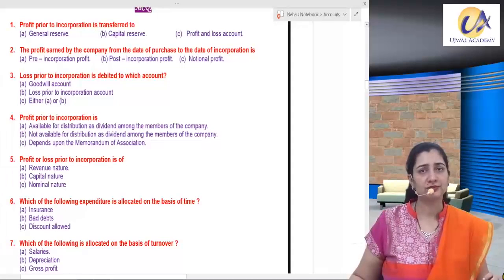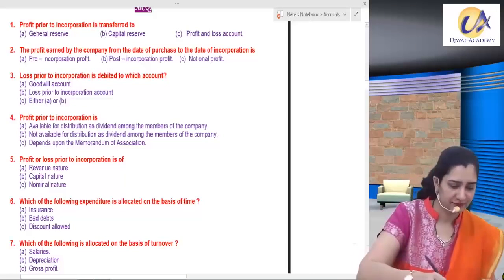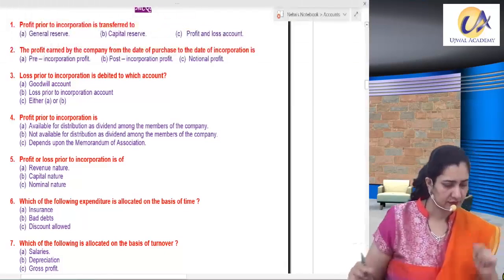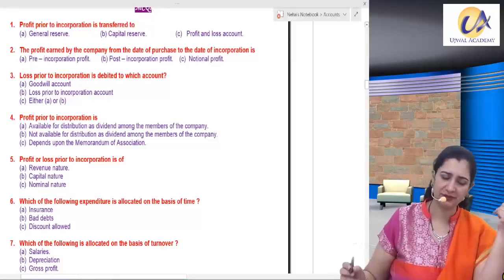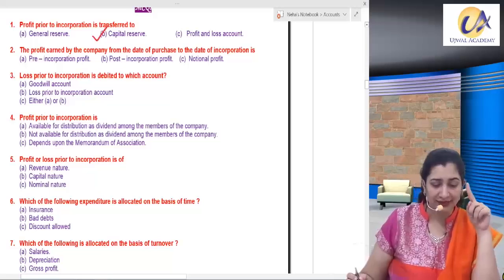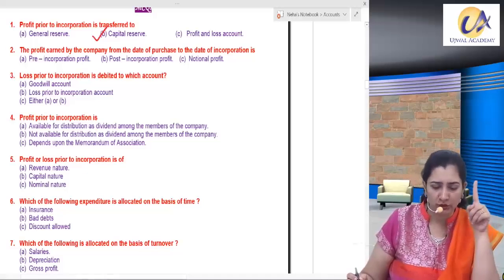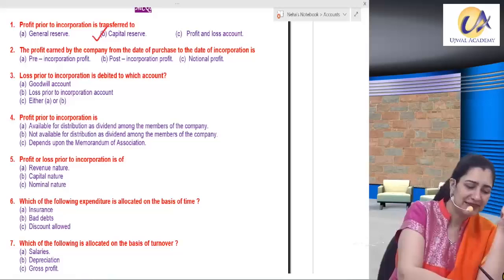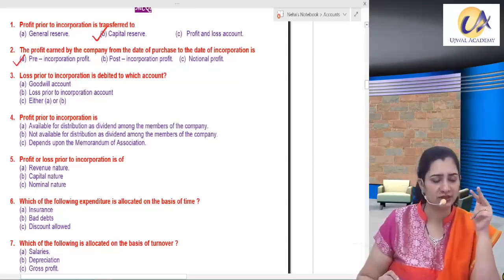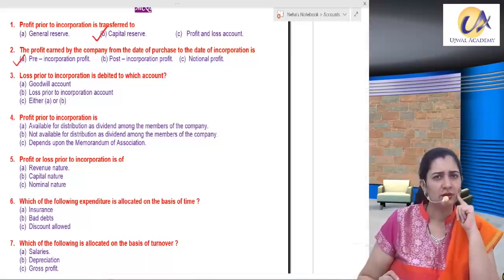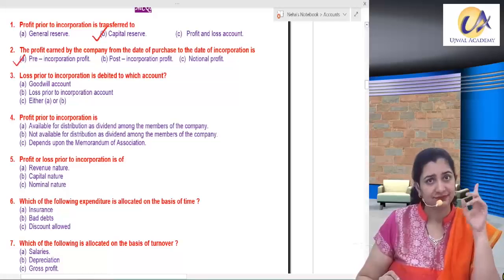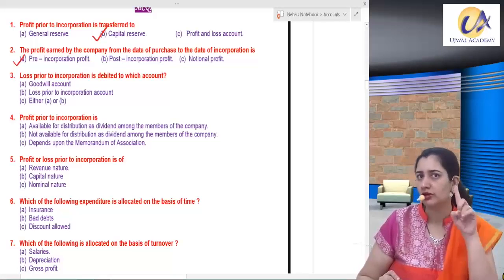So I hope you are finished. Let's check your answers. First one. Profit prior to incorporation. I'm sure you got this. Capital reserve. Profit earned from the date of purchase of the business to incorporation date is called pre-incorporation profit. Where is loss prior to incorporation debited? Here, many of you might have written A, goodwill. Goodwill is the right answer, no doubt.